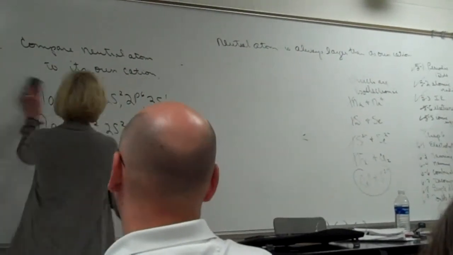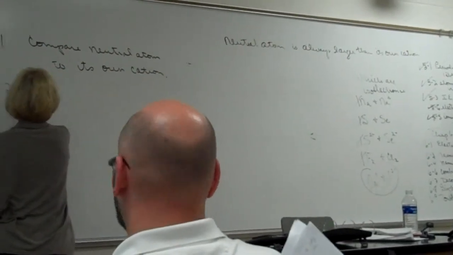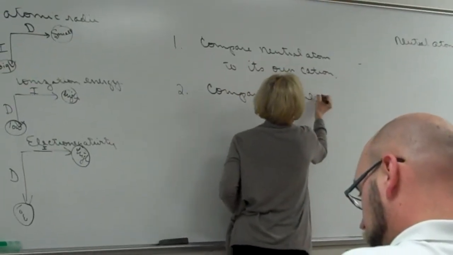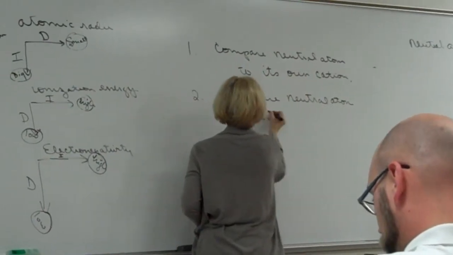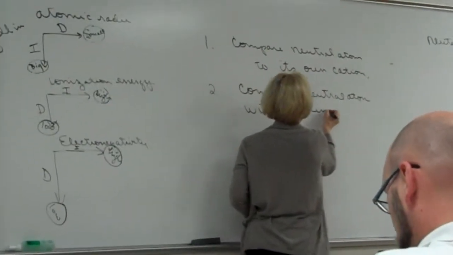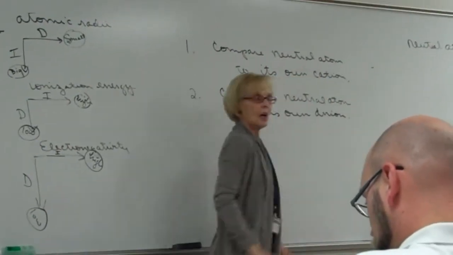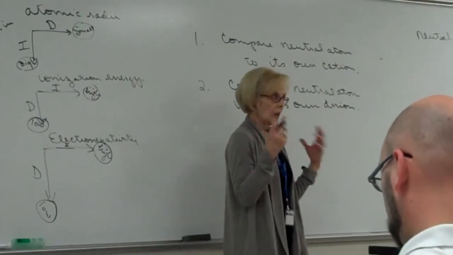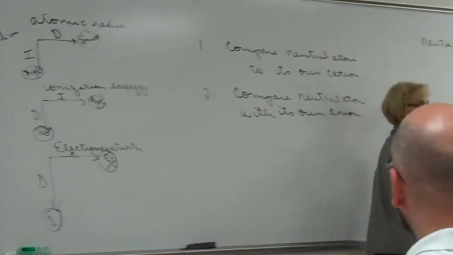Okay, now the next part, part 2. Let's compare a neutral atom with its own anion. Okay, since we're talking ions, then we want to think electron configuration. So let me just pick a couple.